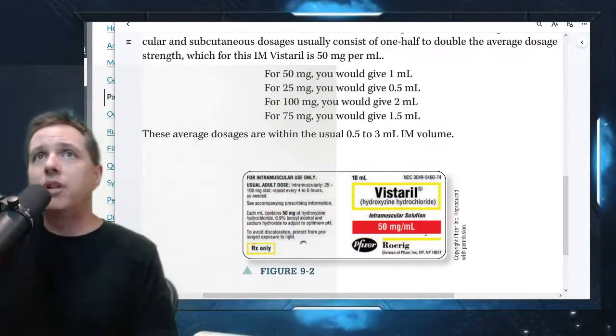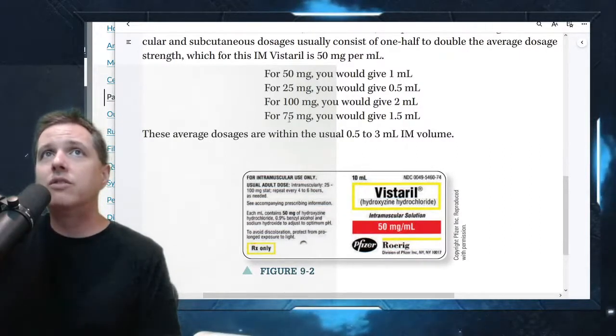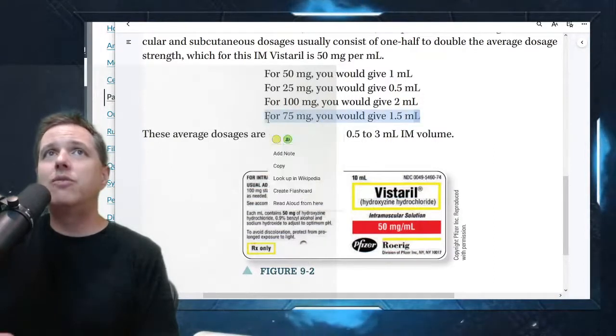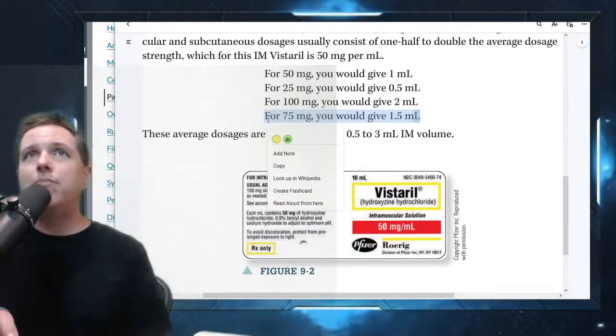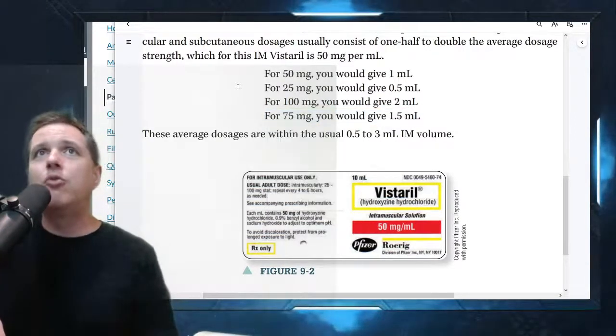What if you want 100 milligrams? Well, if it's 50 milligrams per milliliter and you want 100 milligrams, then you need to give out 2 milliliters, right? And then here's where some people get a little confused, because it's not just multiplying or dividing by 2. What if we want a 75 milligram dose?